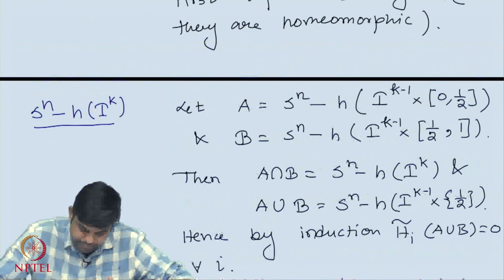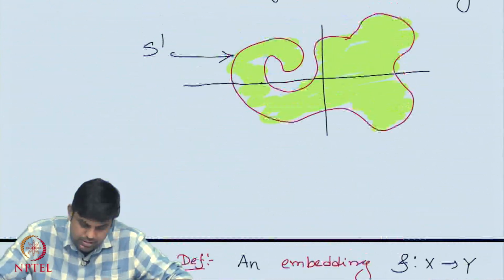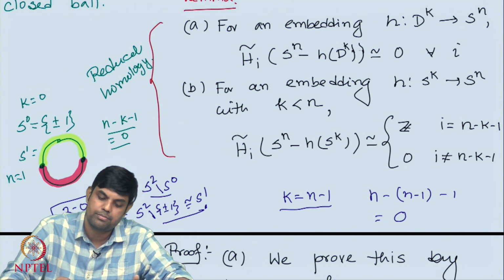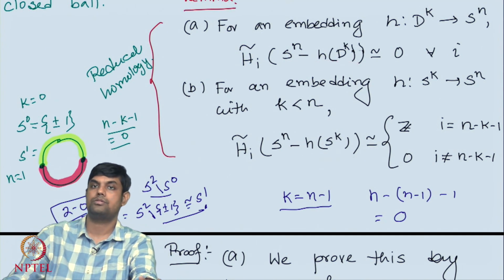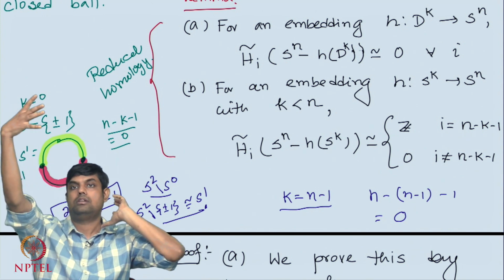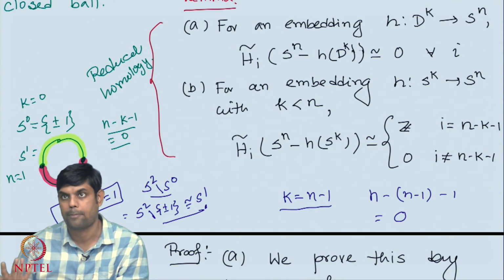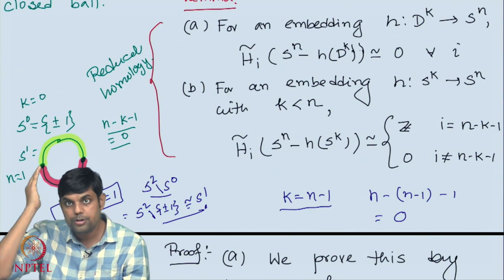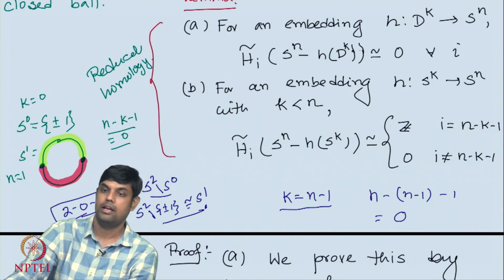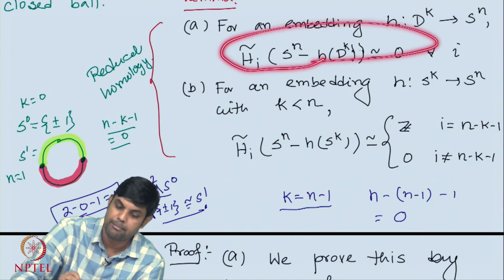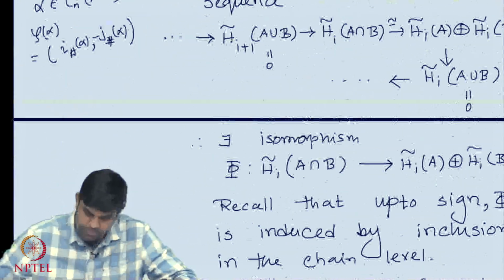Now, how do you go from here to there? So, let me just mention how you go from here to here. Remember that Sn can be written as a union of two disks, the upper hemisphere and the lower hemisphere, and the intersection is Sn minus 1. Okay. So, now we are going to use that decomposition and the Mayer-Vietoris sequence there, and then I am going to use this previous lemma to claim this one. Okay. So, let us go to the proof of part B.